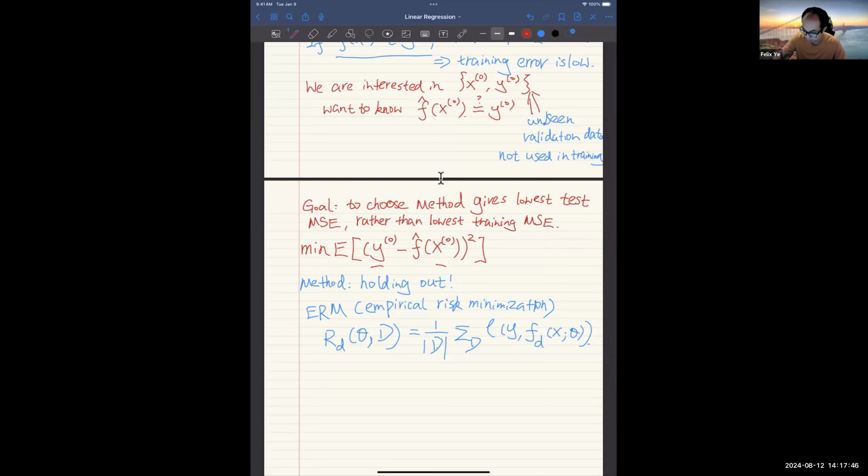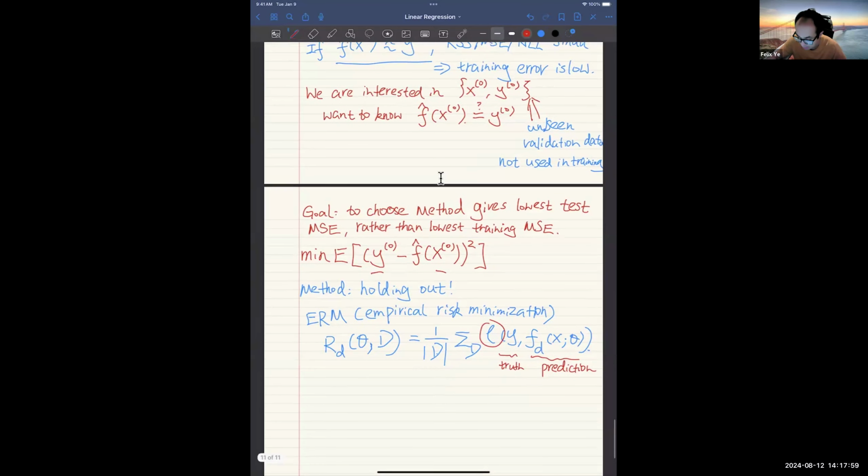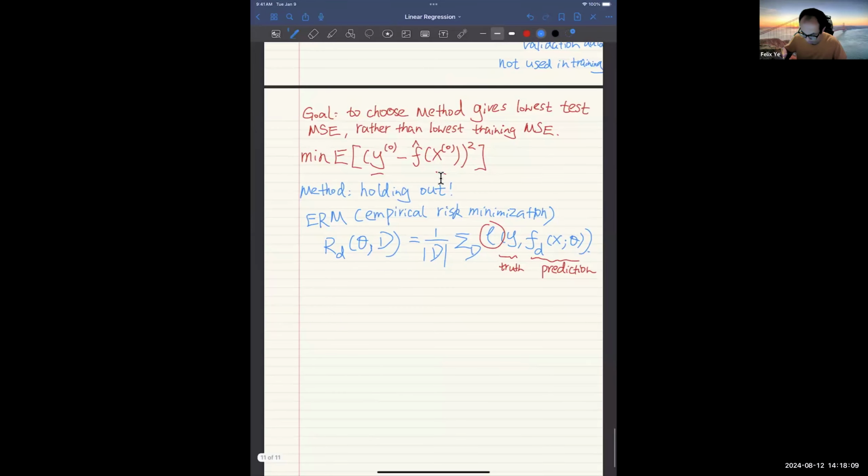So right here is the ground truth. Here are the predictions. And these are some errors that we can predefine right here. If the ground truth and prediction are close, the error is small. If they are different, it will be big.